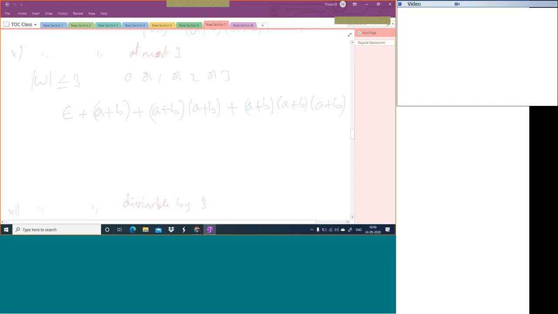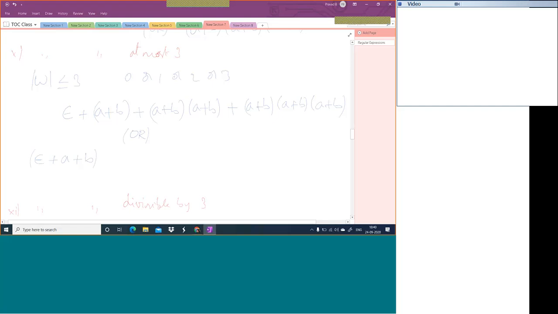Sir, I have tried the similar question for length at most 2. When we multiply both the brackets, we get all the valid strings. That is why I tried a similar thing for at most 3. Very good, very good. Good.